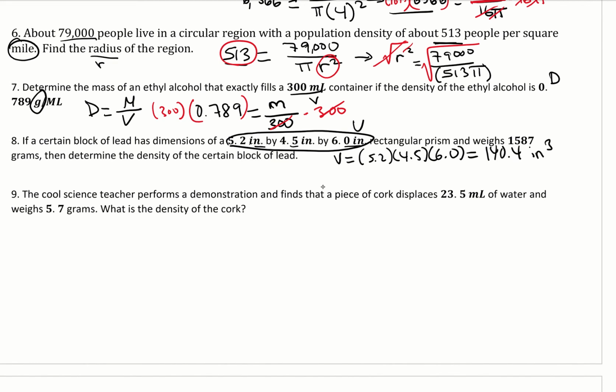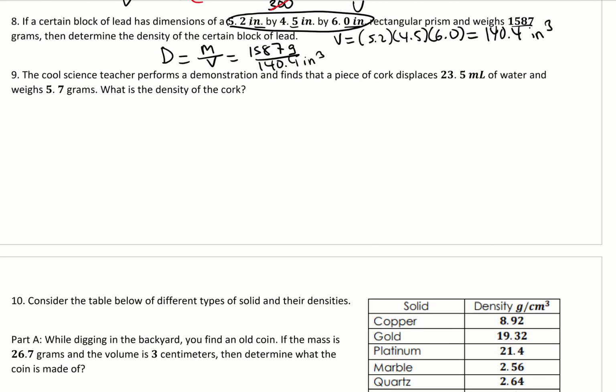Now the mass is in grams, 1,587 grams. So the density is mass over volume. So the mass is 1,587 grams divided by 140.4 inches cubed. So the units for the density are going to be grams per inches cubed, like that. I'm going to leave it to you guys to calculate this, put this on the calculator, and we'll leave it at that.